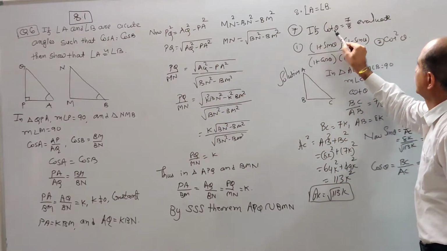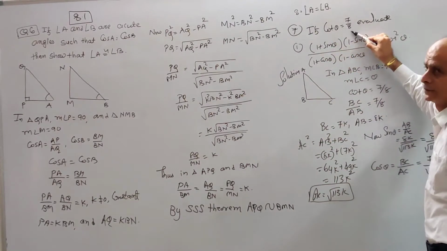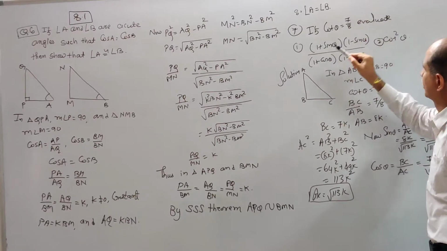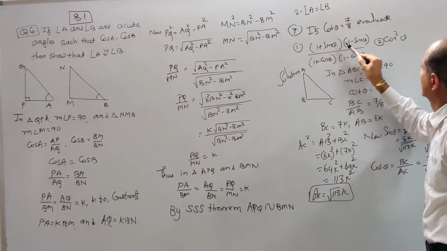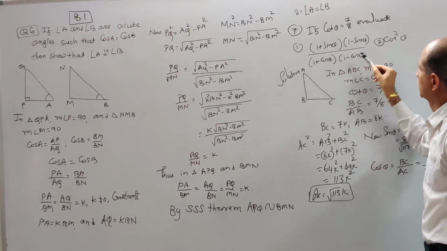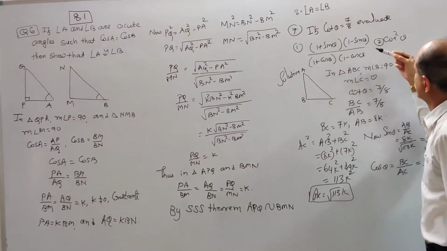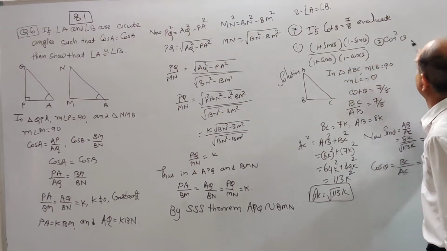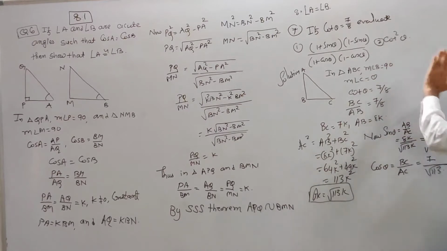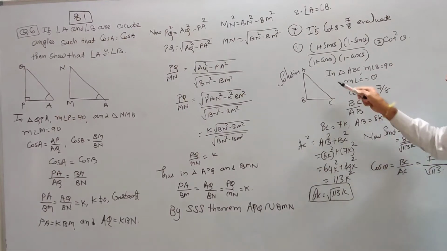If cot theta is equal to 7 by 8, then evaluate number 1, (1 plus sin theta)(1 minus sin theta) upon (1 plus cos theta)(1 minus cos theta). And second, find out the value of cot square theta. Well, again you have to take one triangle. Let me take one triangle.